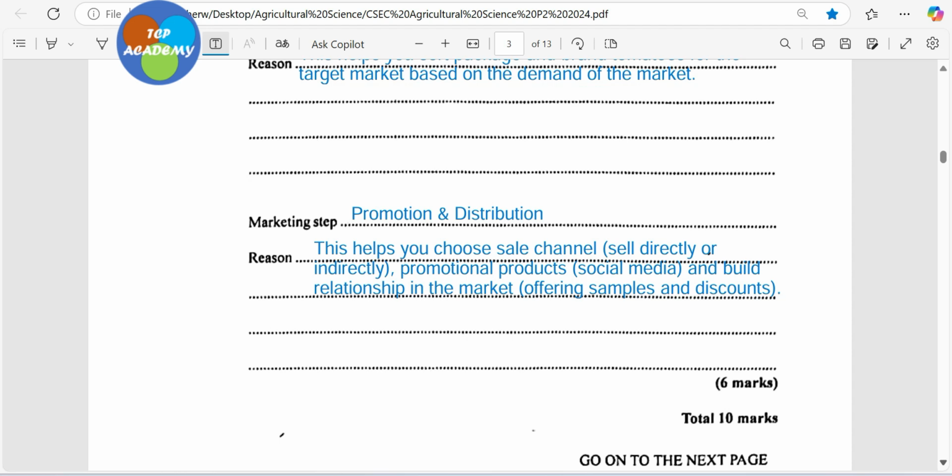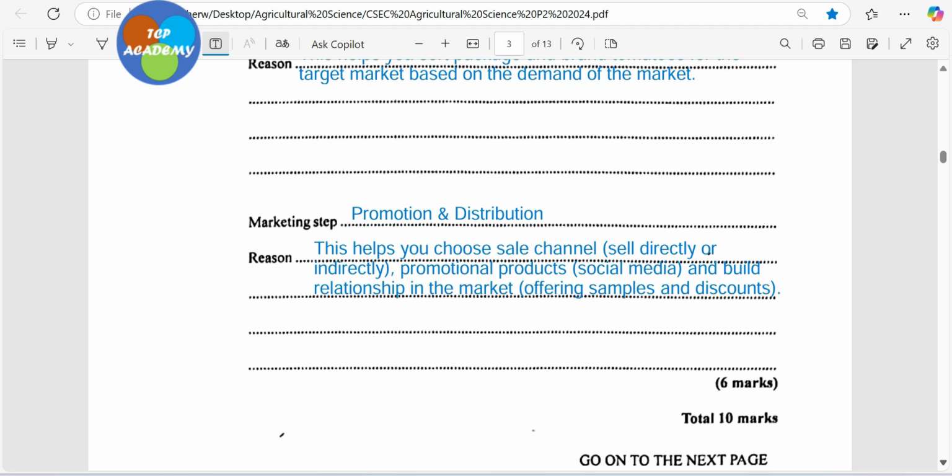Promotional product. How are you going to market this thing, as in promotion? Are you going to be using flyers, town crier, social media, newspaper print? What is it that you're going to be doing in your promotion and distribution to get your tomatoes to the market in a timely manner so that you can make a profit?